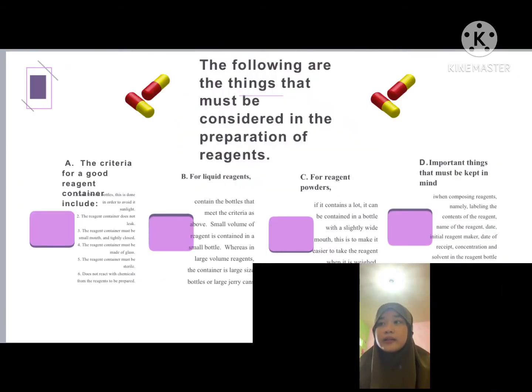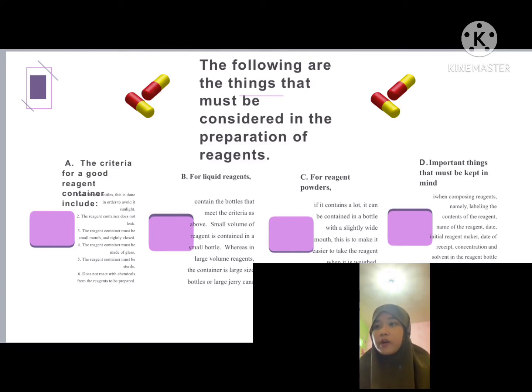The following are the things that must be considered in the preparation of reagents. A. The criteria for a good reagent container include a pink or brown bottle, in order to avoid sunlight. 2. The reagent container does not leak. 3. The reagent container must be small-mouthed and hermetically closed. 4. The reagent container must be made of glass. 5. The reagent container must be sterile. 6. It does not react with the chemicals of the reagents to be prepared.